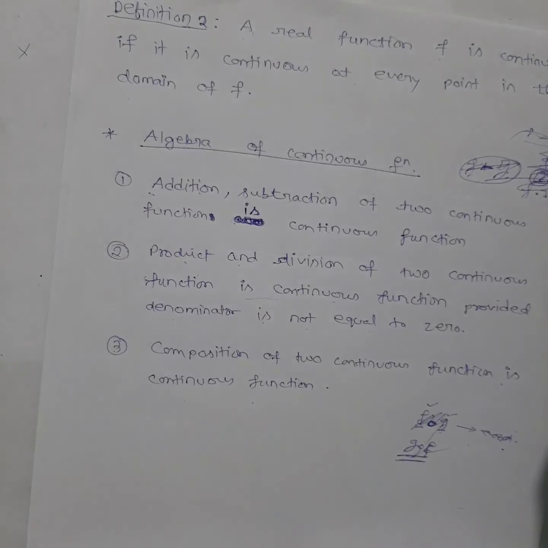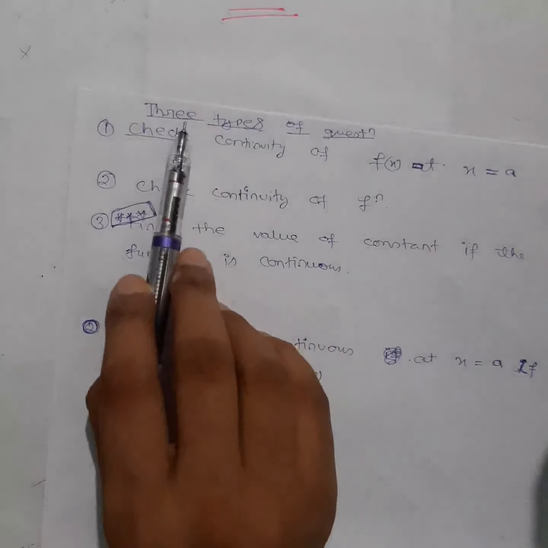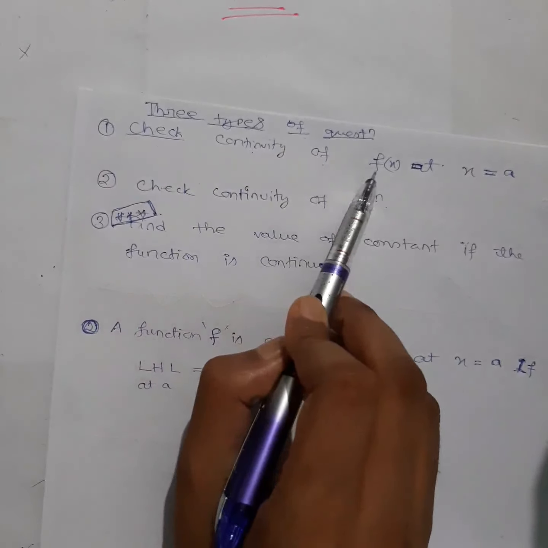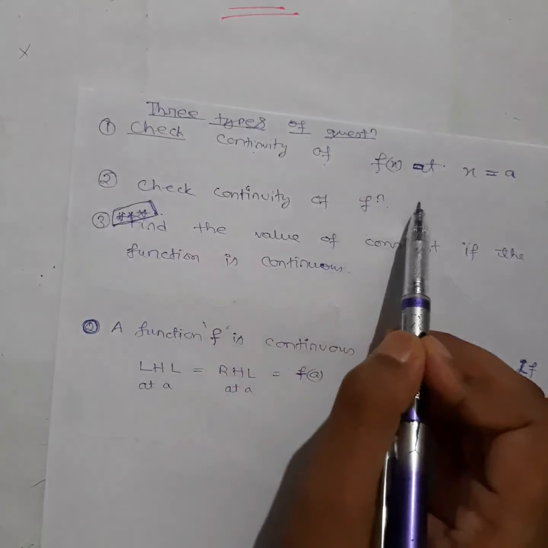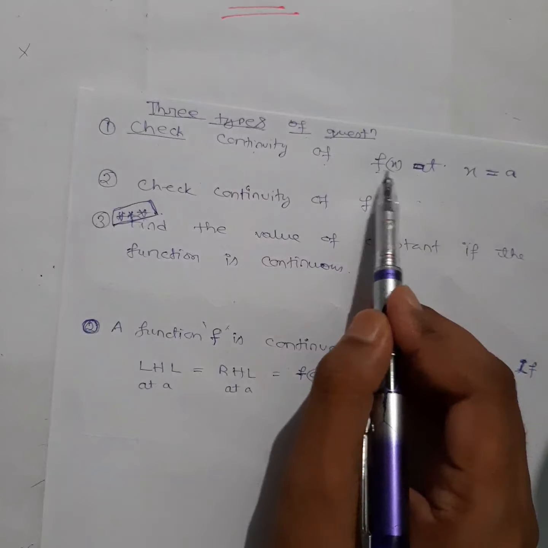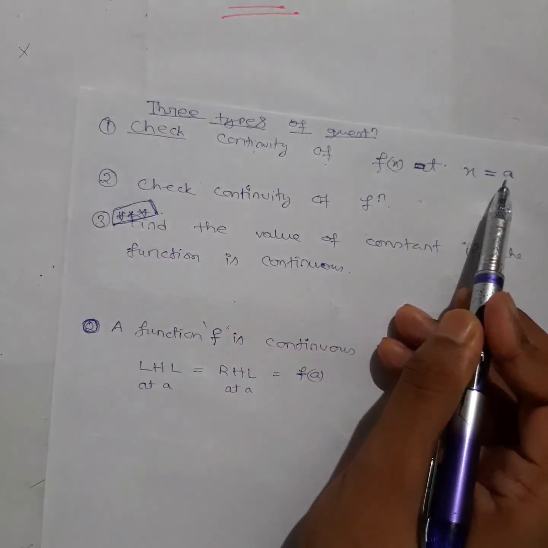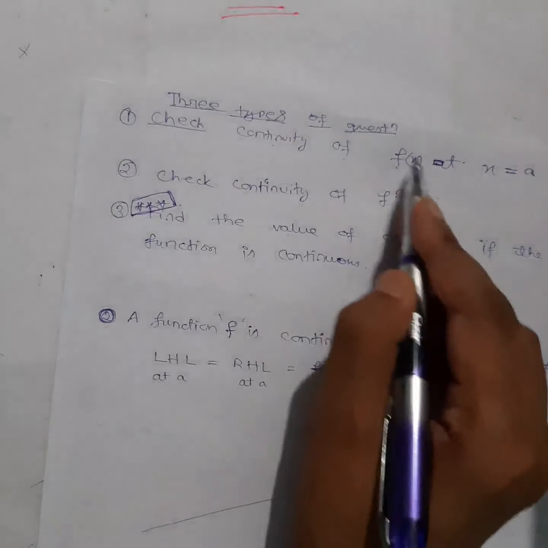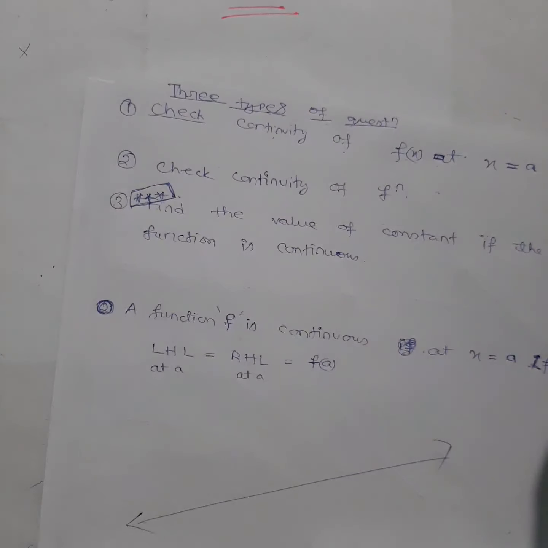Now in your exercise you will deal with three types of questions. What are the three types of questions? You see here, they will ask you to check continuity of a function. Any function is given to you and they will ask you to check continuity at a particular point only. When you draw the graph for this f(x), you will get some graph, some diagram like this.